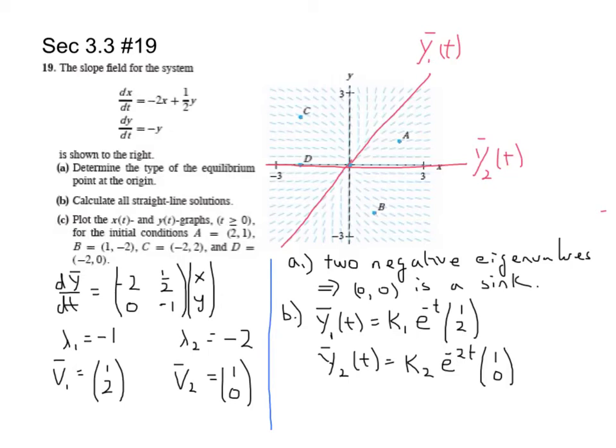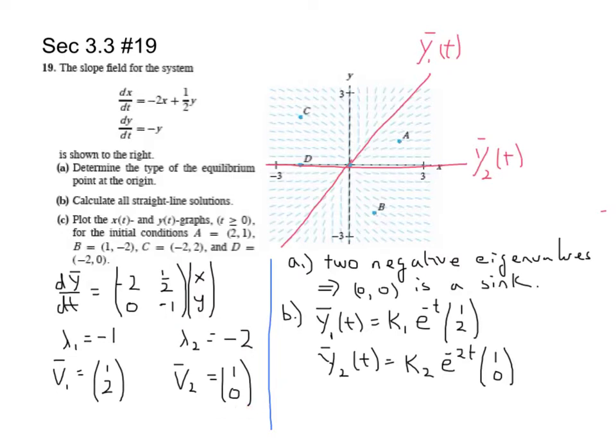This is problem number 19 from section 3.3. I've attempted to bring in a copy of the problem from the book. I hope it helps. Our system is given like this, and I rewrite it as a matrix. And I won't show the calculations, but we find two eigenvalues, -1 and -2, and their corresponding eigenvectors of (1, 2) and (1, 0).